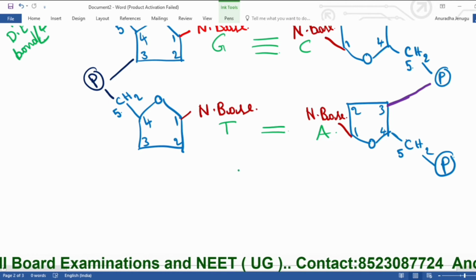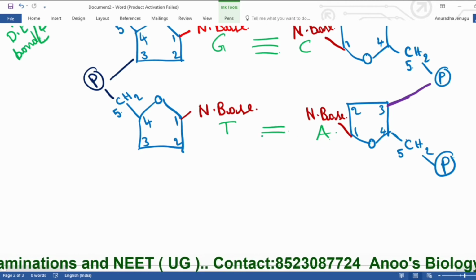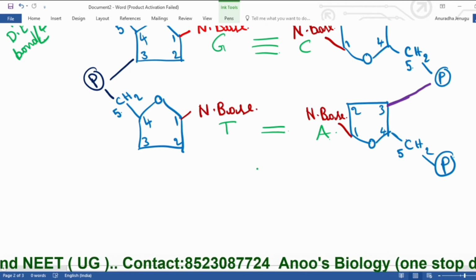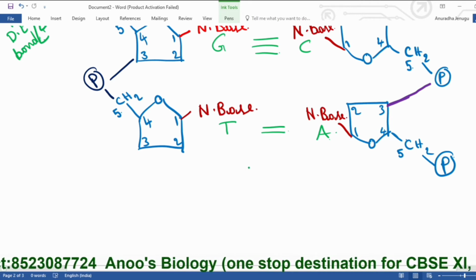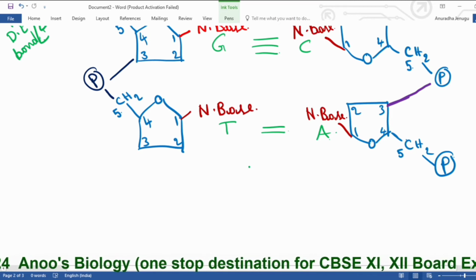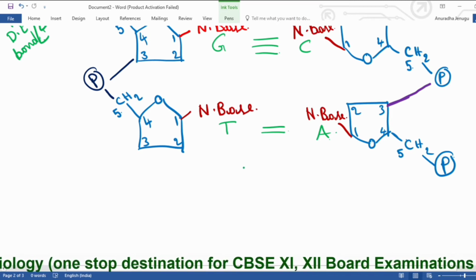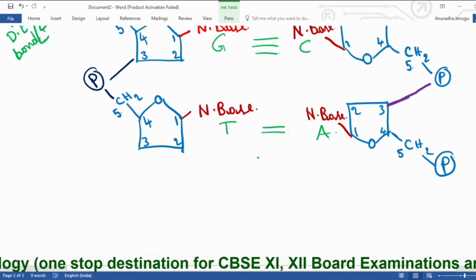So this is called complementary base pairing. Adenine always pairs with thymine and thymine always pairs with adenine. In the same way, guanine always pairs with cytosine and cytosine always pairs with guanine. So this is called complementary base pairing.